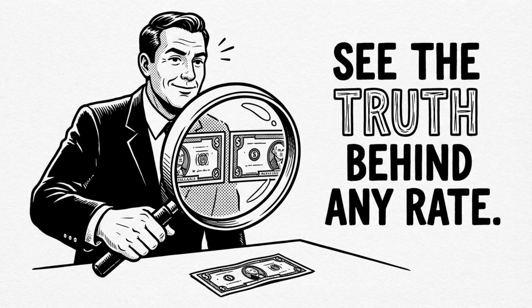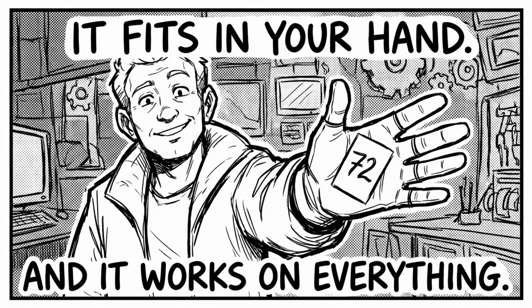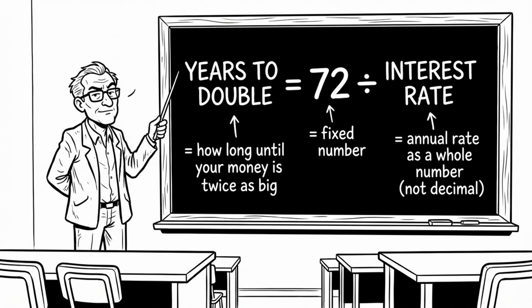If your investment grows at 6% per year, 72 divided by 6 equals 12. Your money doubles every 12 years. At 10%, 72 divided by 10 is 7.2. Your money doubles every 7 years. At 12%, every 6 years. 3 seconds, no calculator, exact answer. This is the rule of 72.